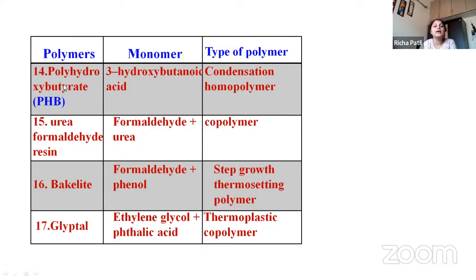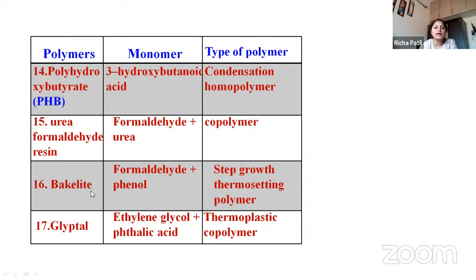Next polymer is polyhydroxybutyrate, PHB. What is the monomer unit? It is 3-hydroxybutanoic acid. What is the type of polymer? It is a condensation homopolymer. Next is urea formaldehyde resin. The monomer units are formaldehyde and urea. What is the type of polymer? It is a copolymer.